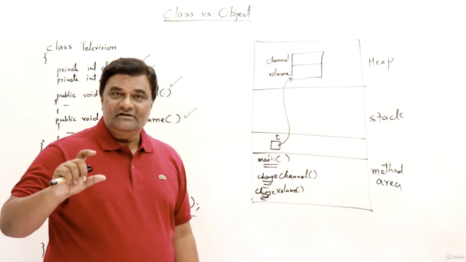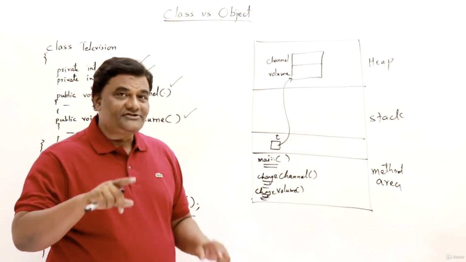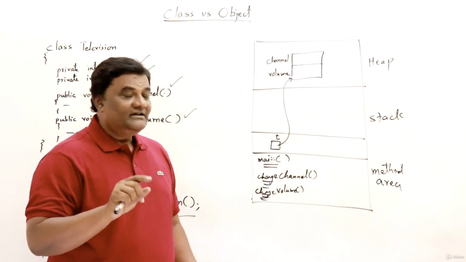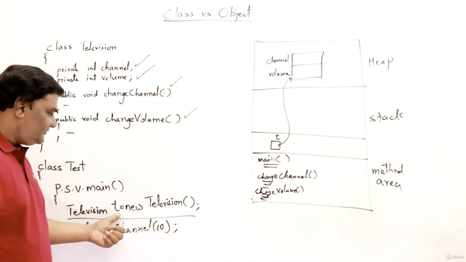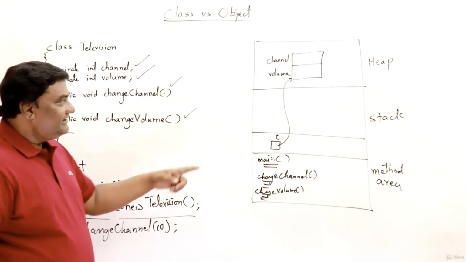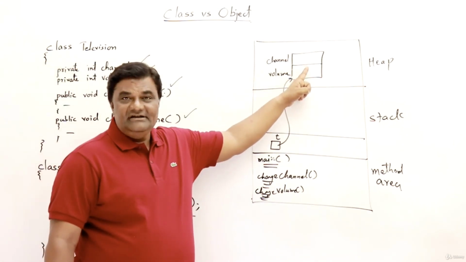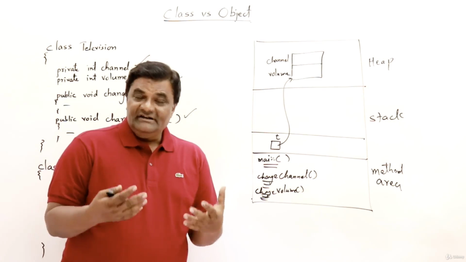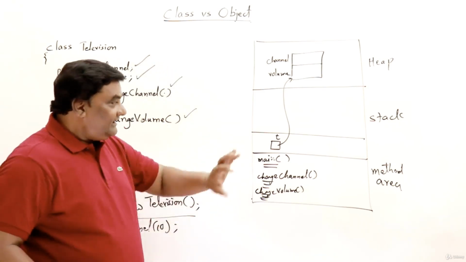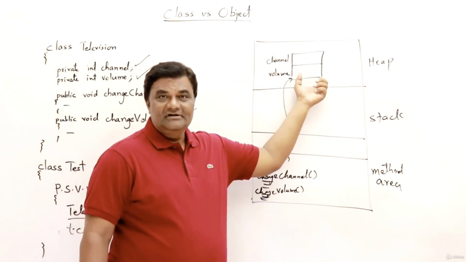So the local variables of a method or a function will occupy space in the stack, right? So T is inside the stack. And whenever you say new, an object will be created in the heap. So the object is created in the heap. So this was just a program, but really when it is running, imagine that a television is created in the heap.